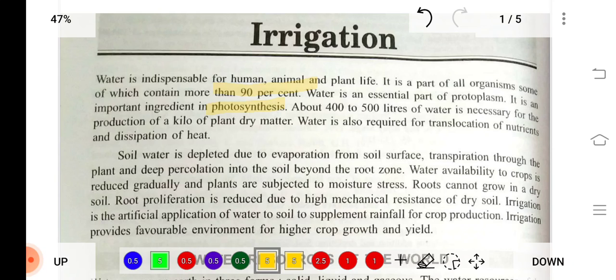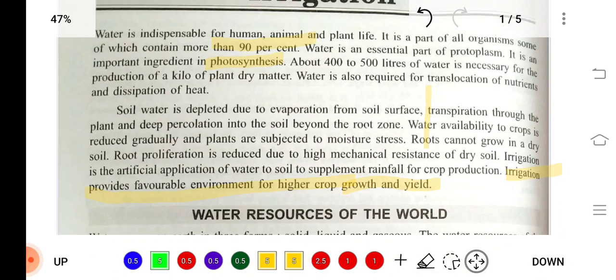That is the main important part. Irrigation is one of the needs of a particular crop, and it provides a favorable environment for root growth and development, leading to maximum production of dry matter.